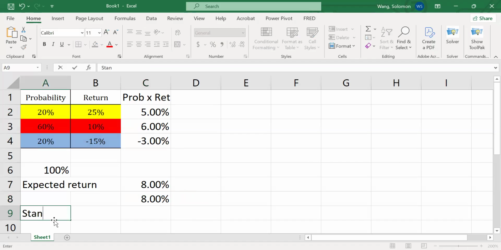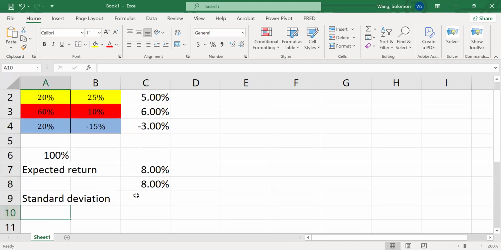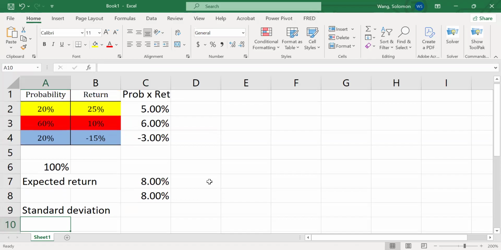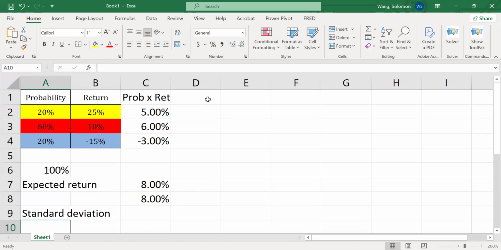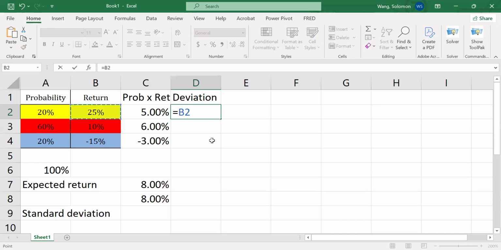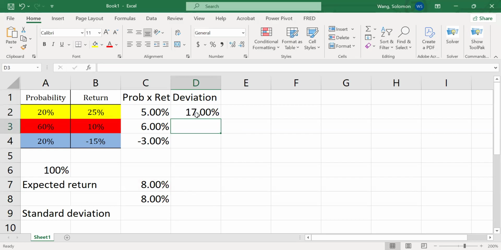The standard deviation is the measurement of a risk or the variability of returns. So how do you get a standard deviation? You would first get a deviation, okay? Deviation is each return deviate from the expected return of 8%. So I'm going to lock this expected return. 25 minus 8, that's a 17. 10 minus 8, that's 2. Negative 15 minus 8, that's a negative 23. All right, it's called a deviation.